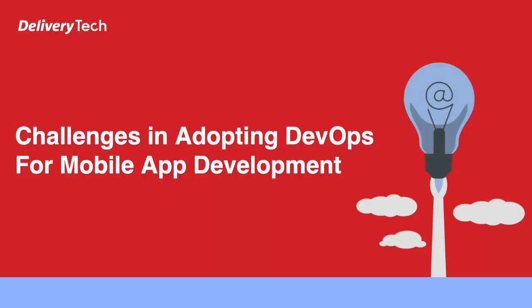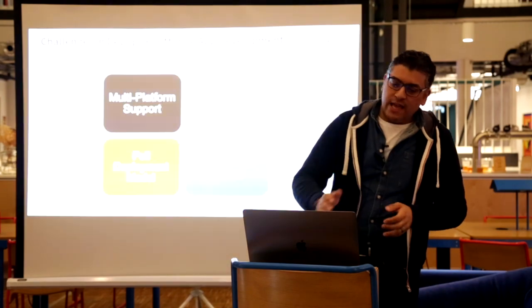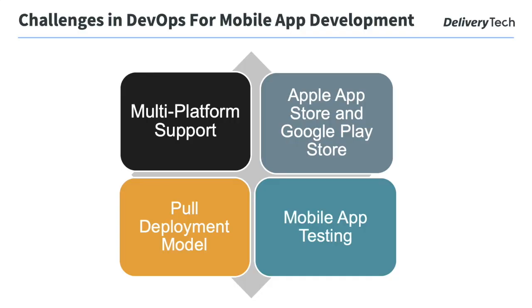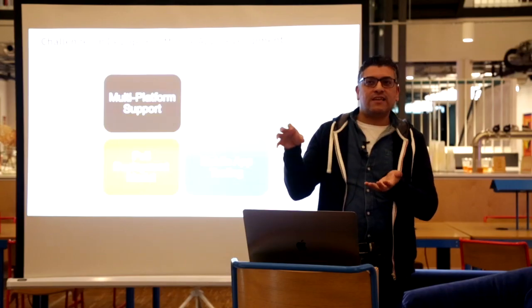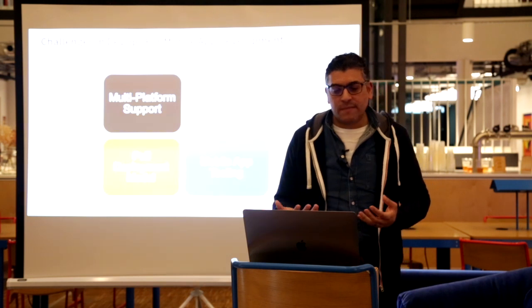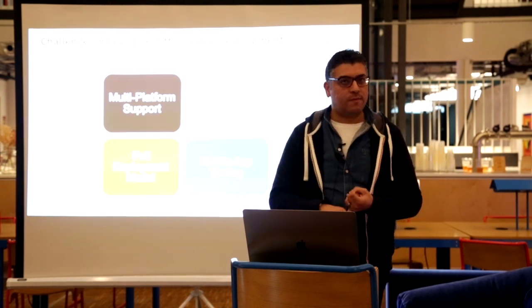What are the challenges that we face in mobile DevOps? We were talking about DevOps in general, but now we will switch to mobile DevOps. In mobile, we have four different areas or challenges for development. We need to take care of multi-platform support, because we are supporting iOS, Android, and different versions of these platforms. Each manufacturer of mobile hardware makes the application behave differently, so we need to take care of multi-platform support.